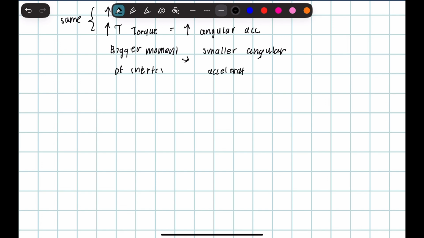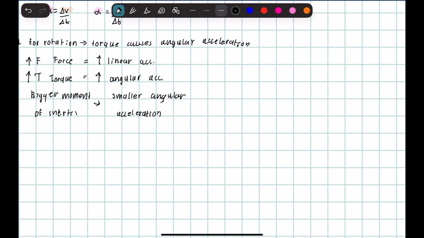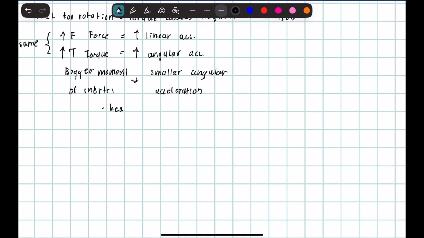Right, so again, this is why doors are easier to open at the edge, and that's why heavier or wider objects are harder to spin, right?